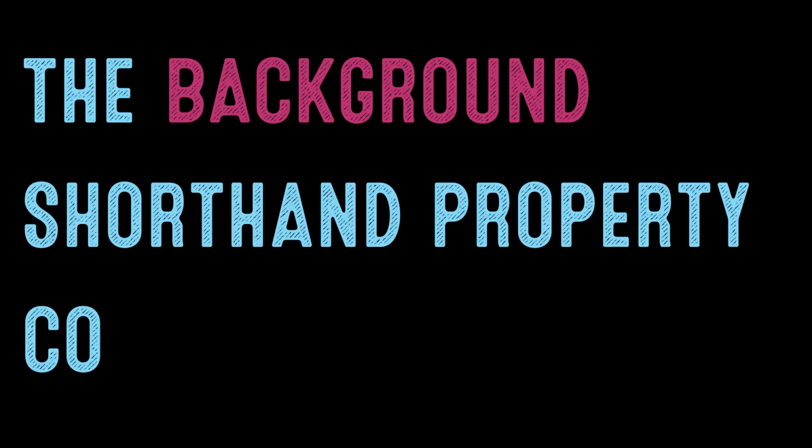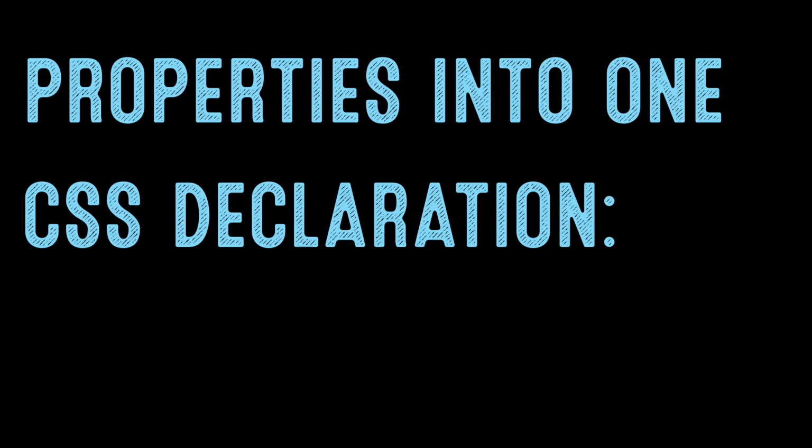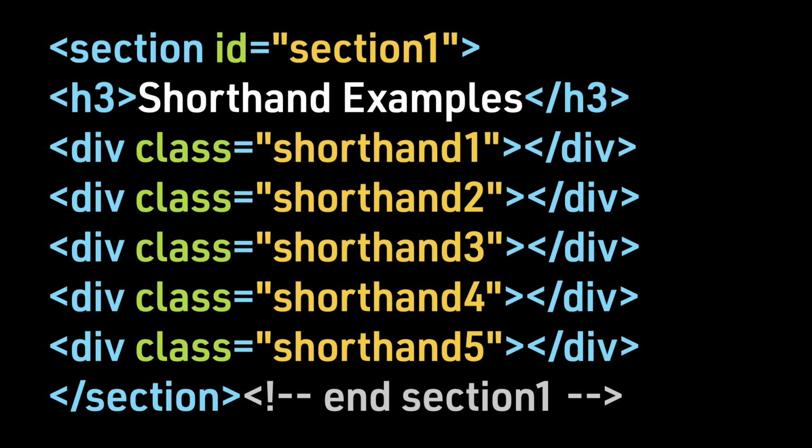The background shorthand property combines several properties into one CSS declaration: background attachment, background clip, background color, background image, background origin, background position, background repeat, background size. Here is the HTML for our examples. We are using class attributes so our CSS can be targeted.